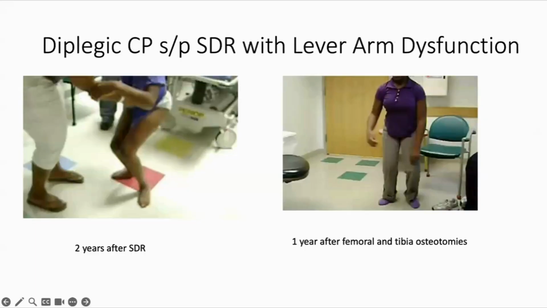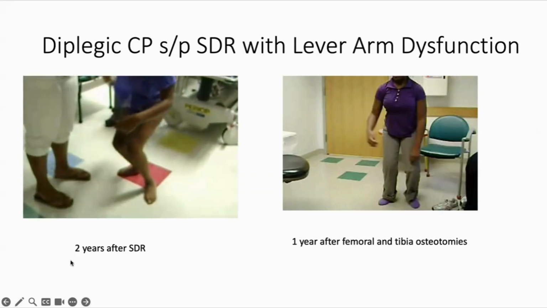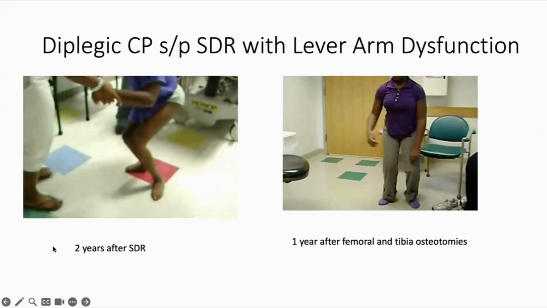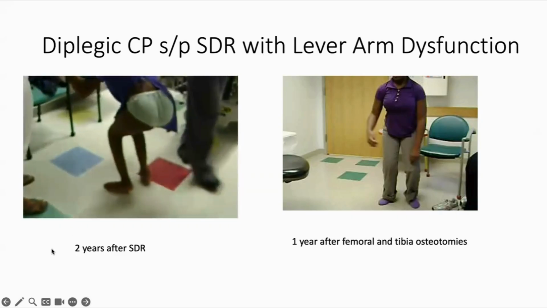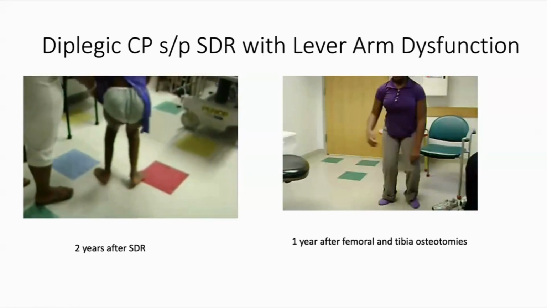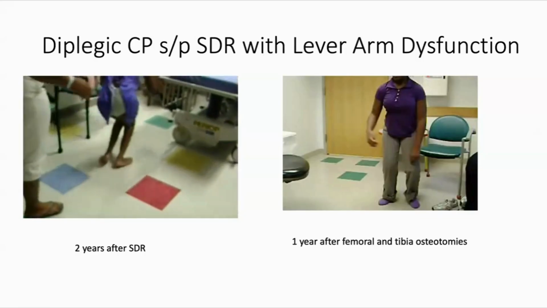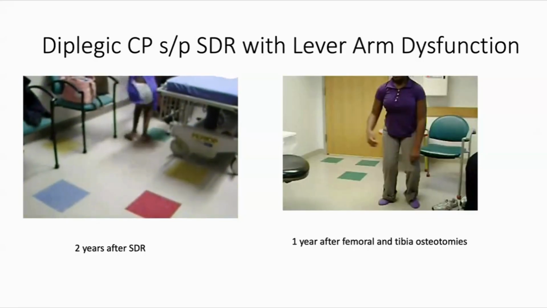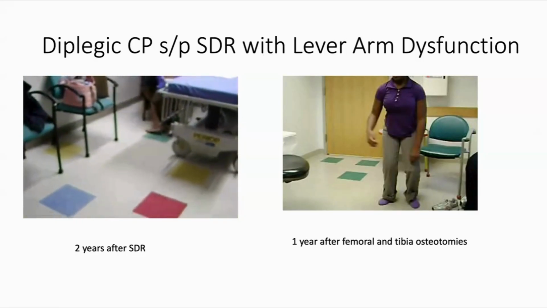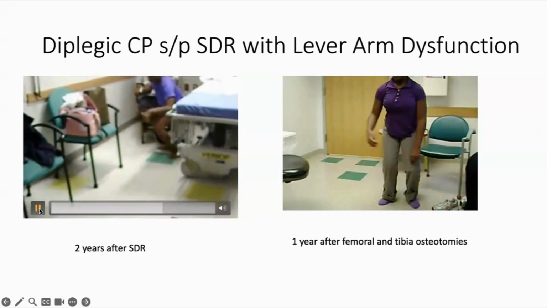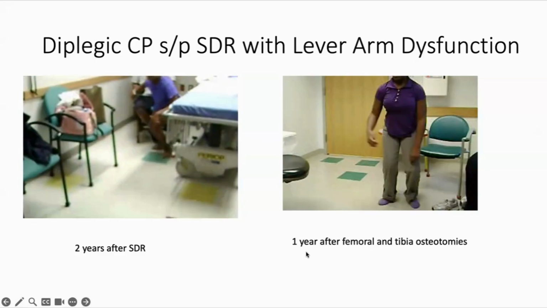This is my case who had SDR by T.S. Park at 5 years old. And when I followed her 2 years later, she has shown significant crouch posture with a little bit of liver dysfunction. But then I was following her continuously.